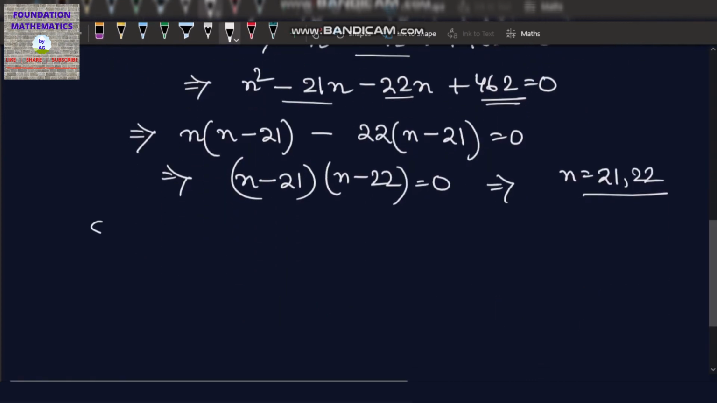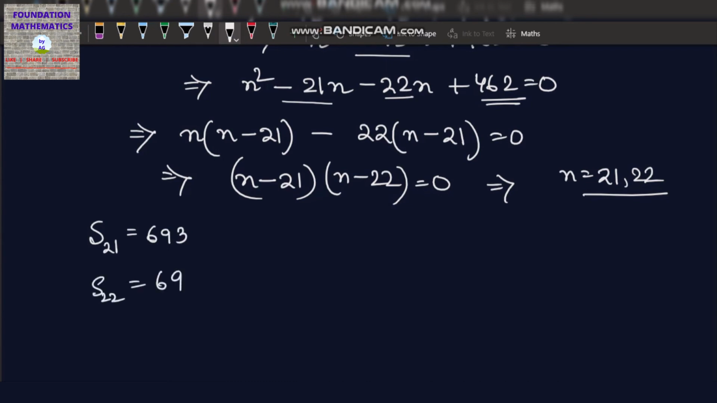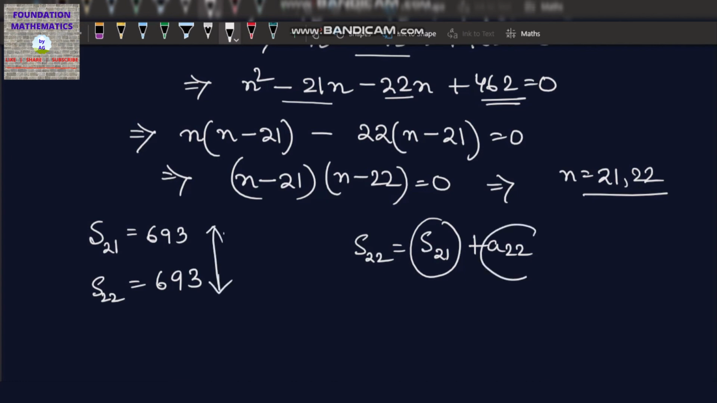Why is the sum of the first 21 terms equal to 693? Also, the sum of the first 22 terms equal to 693. So you see that S22 is basically S21, that is the sum of the first 21 terms plus the 22nd term. And this is possible, the two values will be same only when A22 is equal to 0. So we will check the value of A22, and that is the only justification for this double answer.